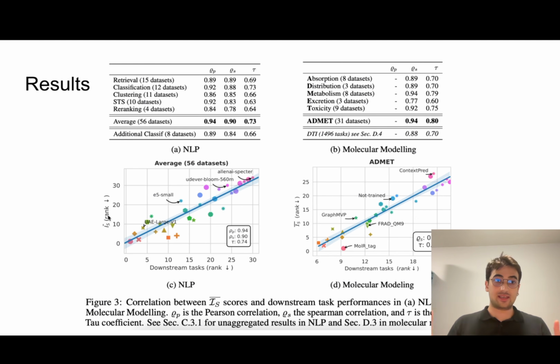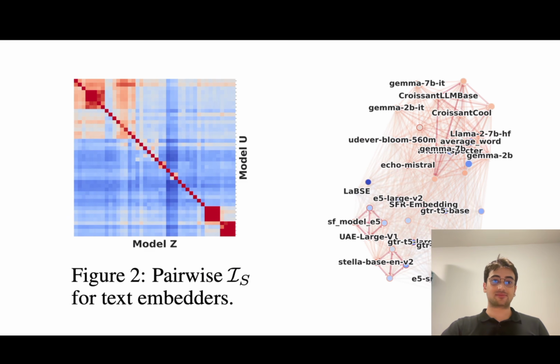So what they can say is there's a high Spearman correlation between the information sufficiency ranking and the downstream task ranking. So we can definitely say information sufficiency and downstream task accuracy, or the ability of the model, are correlated. So information sufficiency works as a good metric, right?